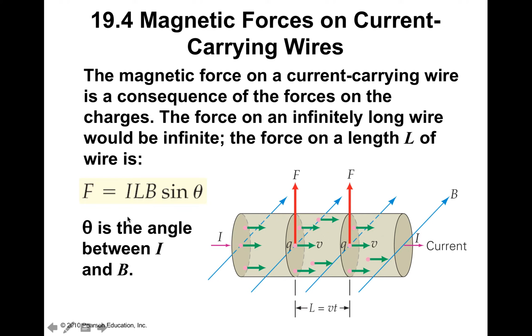And I've got I. Now look what I have here. This distance L is equal to V times T. The distance L that it goes is equal to the velocity times the time. The charge going through there, and then the current, what's current equal? Current equals Q over T. So therefore, the T's cancel, and I get the current is equal to ILB.